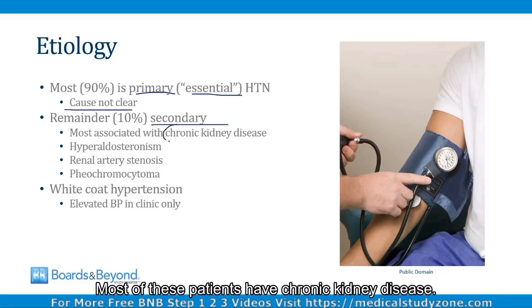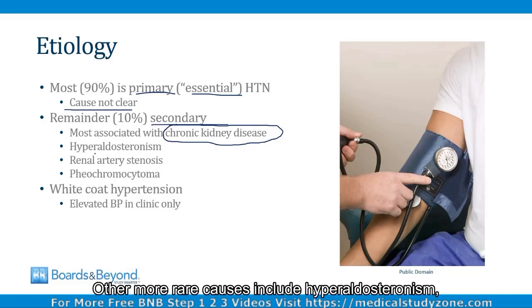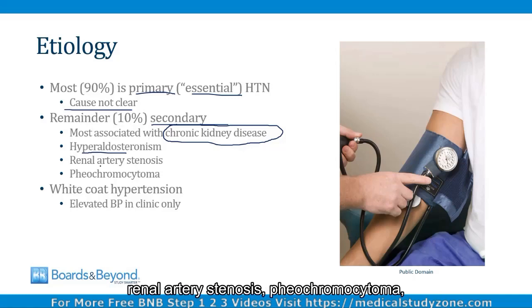Most of these patients have chronic kidney disease. Patients who are on dialysis or otherwise have chronic kidney disease almost always have hypertension secondary to their kidney pathology. Other more rare causes include hyperaldosteronism, renal artery stenosis, pheochromocytoma, and there are others.